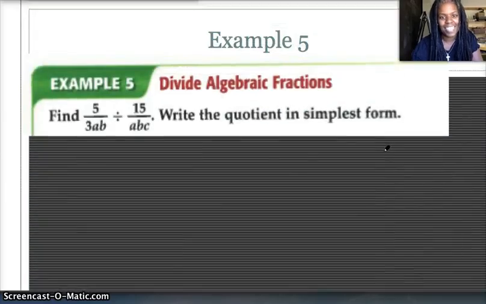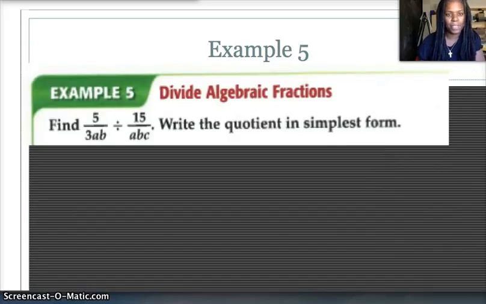All right. This is our final example. I promise, I promise. So here's what we've got. We're looking at example 5, and we're going to divide algebraic fractions. So notice that there's nothing to substitute in here. So we're going to have to put our thinking caps on. So we're finding the quotient, right, of these two fractions.